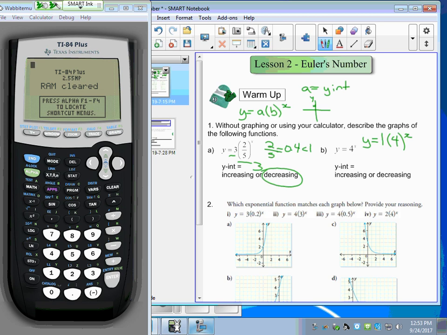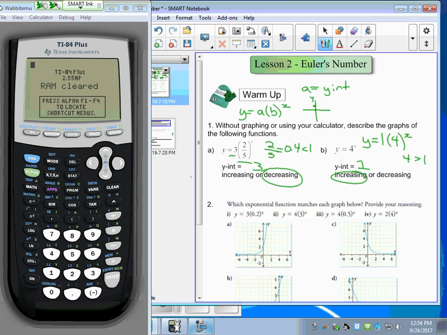So our y-intercept is now much easier to read. We know that a is the y-intercept, so our y-intercept is going to be 1. And b tells us whether it's increasing or decreasing. In this case, 4 is greater than 1, so it is increasing, going up.